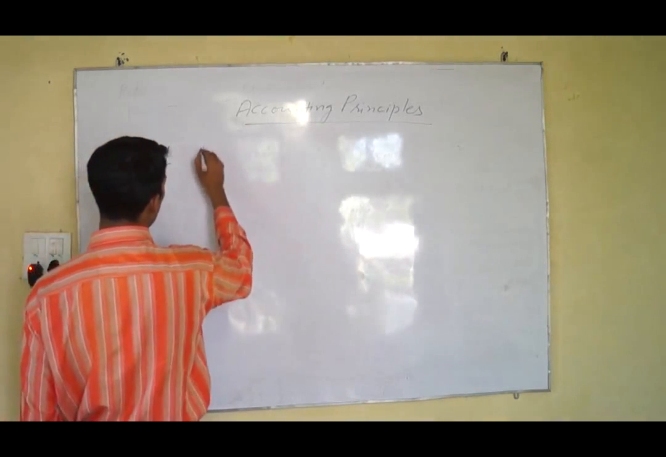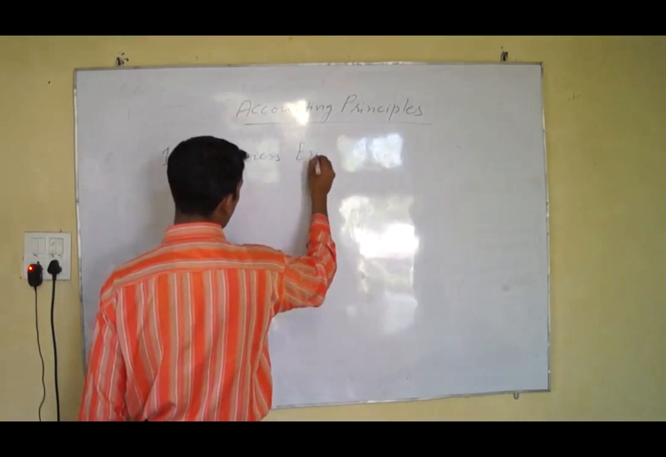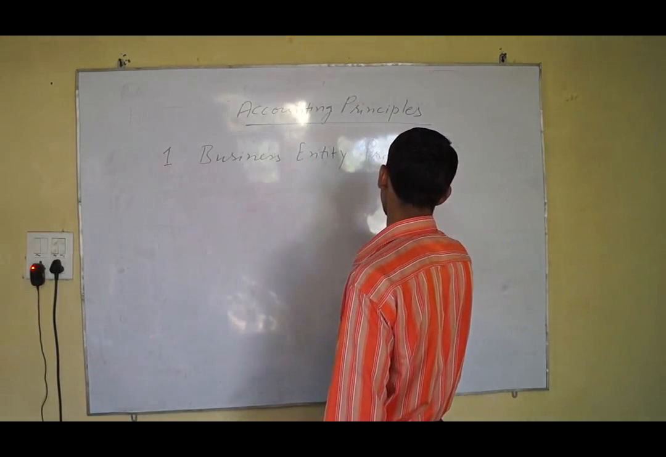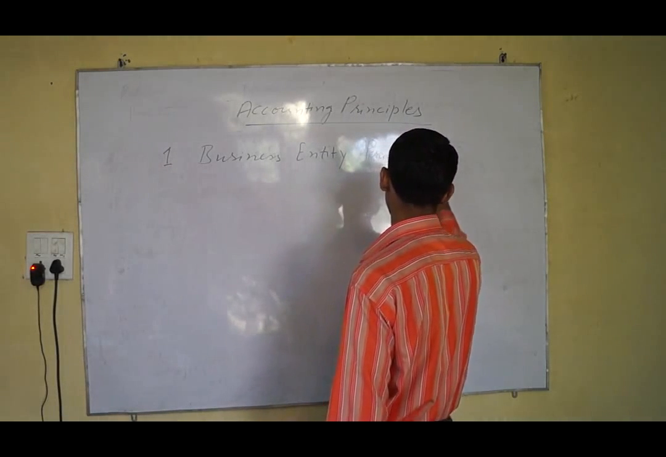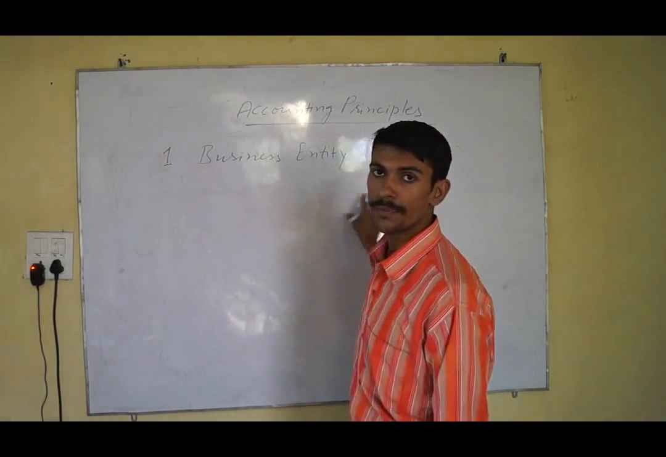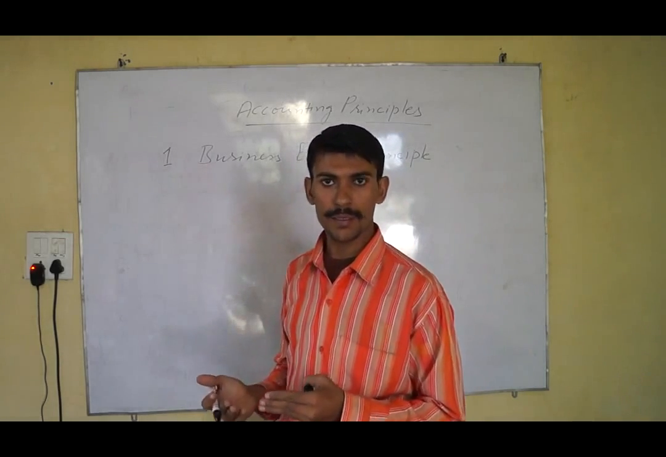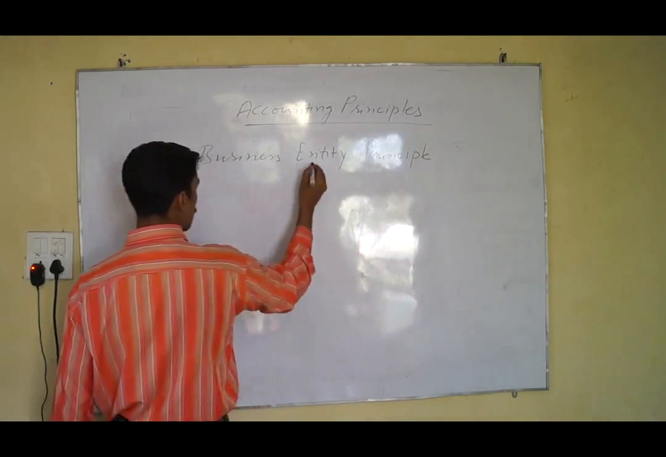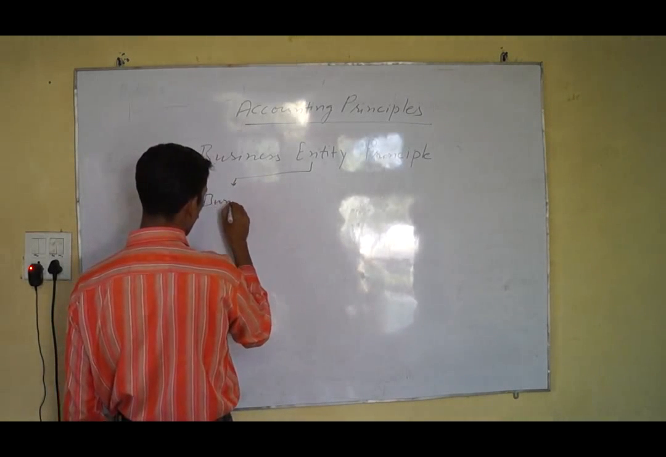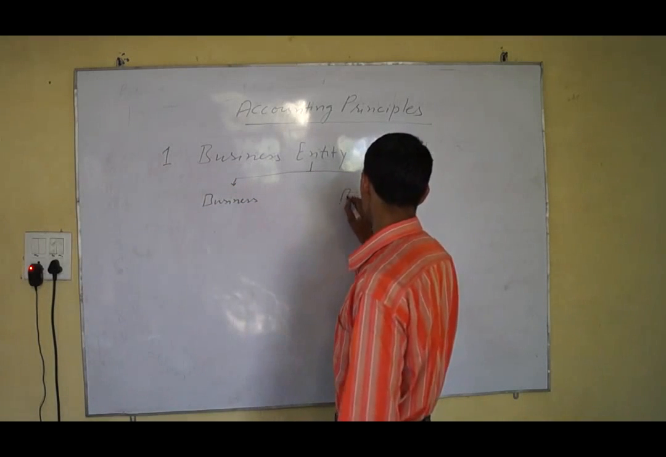is business entity principle. As per this principle, business is different from businessman. There are two entities. One is business, and other is businessman.